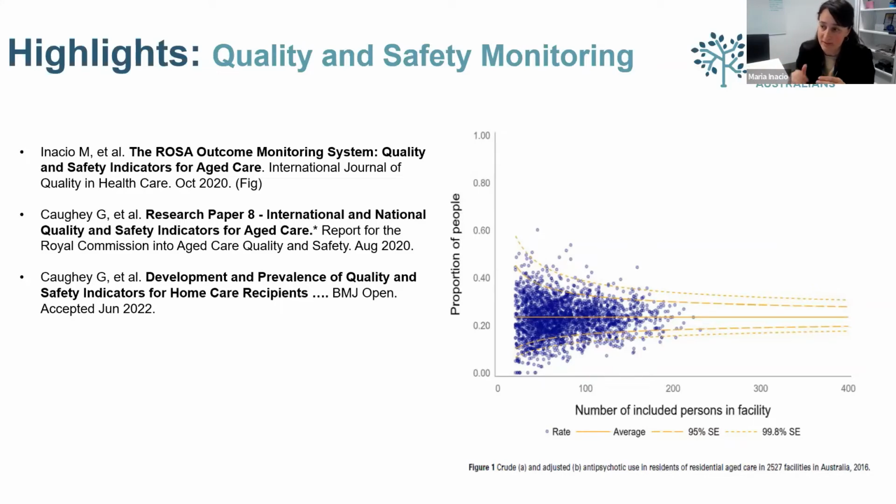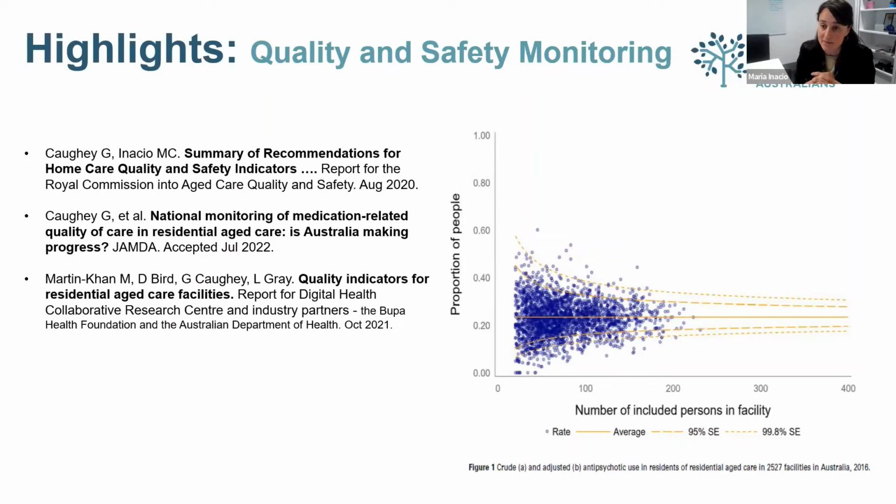But we also have a lot of publications that describe both the development of these indicators, how we arrived at the definitions that we did, and all the specifications around them, and then a couple of papers that we've written now that examine different questions about the indicators as well. So for example, Professor Jill Caughey in our team has published recently a letter in JAMDA, which is an aging journal, that talks about the changes over time of some of these indicators.